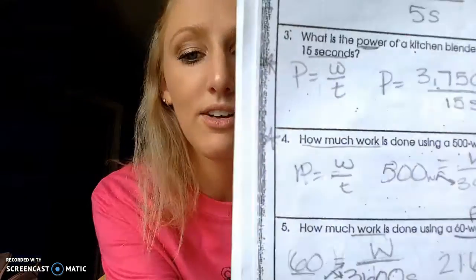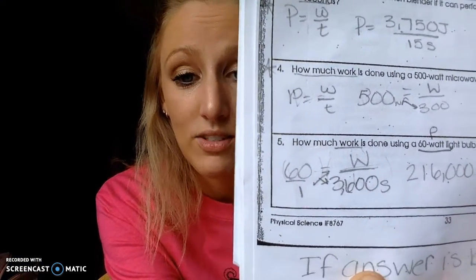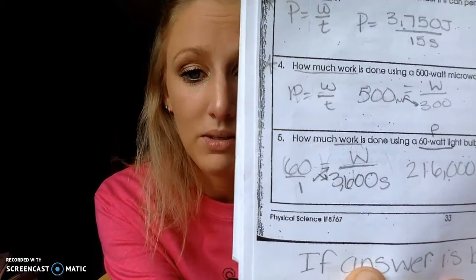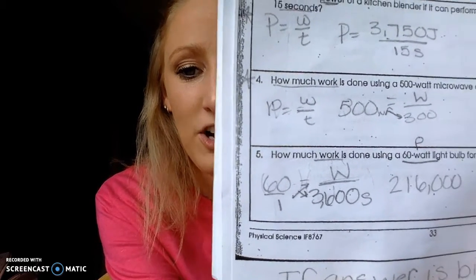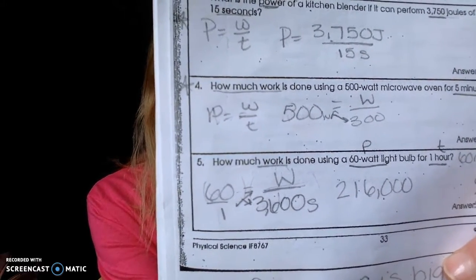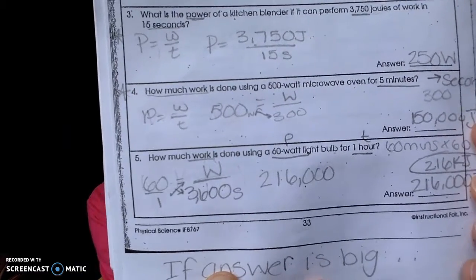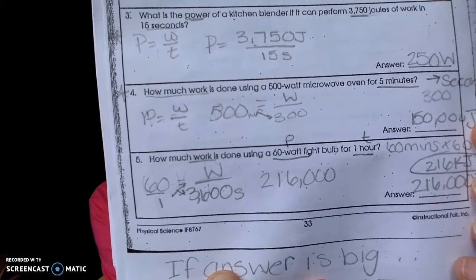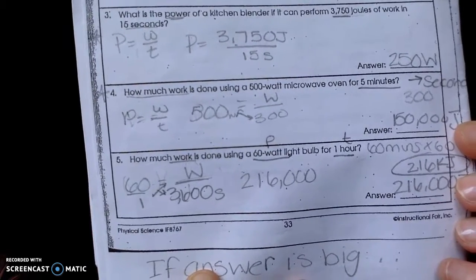So just to go back and repeat, you should have 60 equals W over 3,600. Okay? Like you see in this example, you're just going to cross multiply 60 times 3,600, and you're going to get 216,000. Now, we're going to convert that into kilojoules. So you're going to get 216 kilojoules. Do you see where that's circled? That should be your answer.